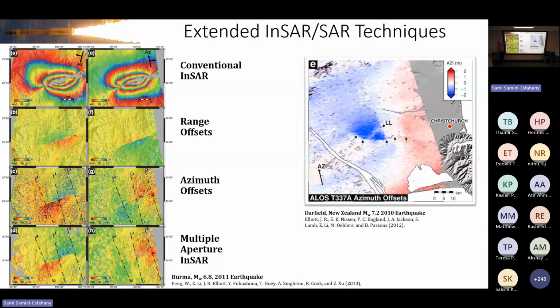How much it's moved in the range direction, which is a bit like conventional InSAR, and how much it's moved in roughly the north-south along track. So that's useful for earthquakes. It's used a lot in glaciers as well. And it can be good at picking out the actual faults themselves.